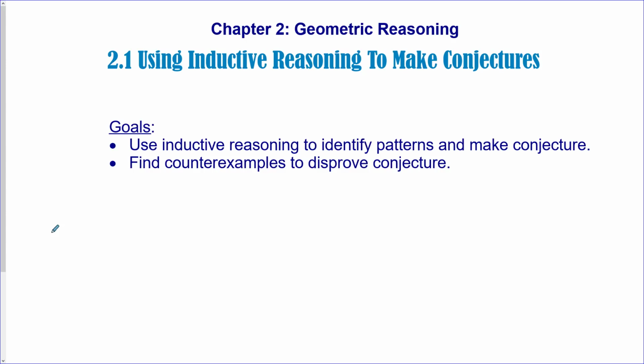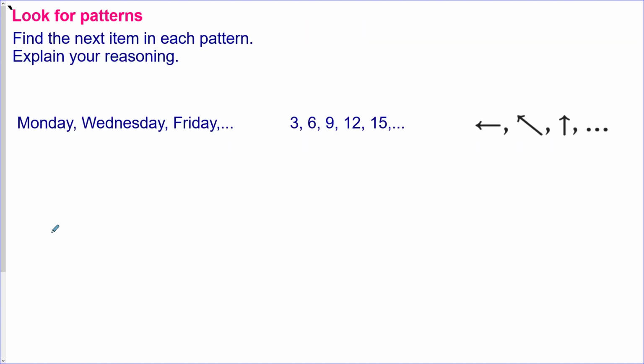Okay, today we're going to take a look at Chapter 2 over geometric reasoning. We're going to take a look at the first section, 2.1, which is called Using Inductive Reasoning to Make Conjectures. Our goal is to use inductive reasoning to identify patterns and make conjectures, and then find counterexamples to disprove conjectures. So when we're using inductive reasoning, a lot of times we are looking for patterns, and here we have three different examples that are involving patterns.